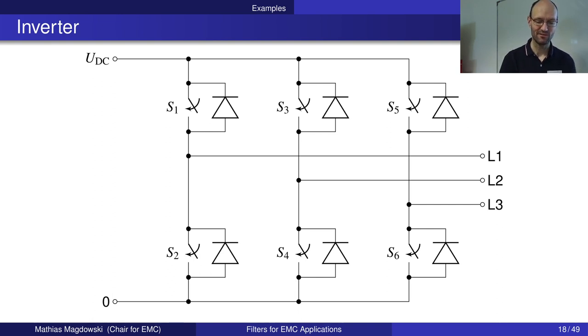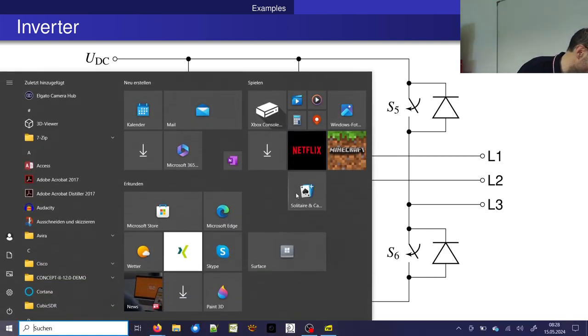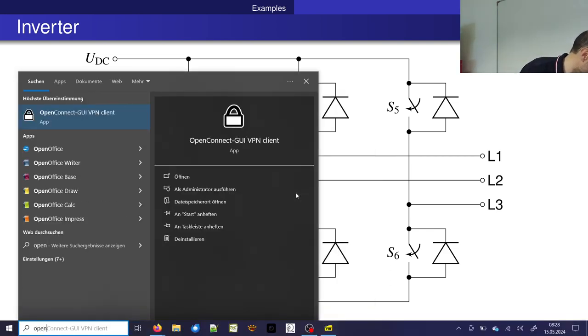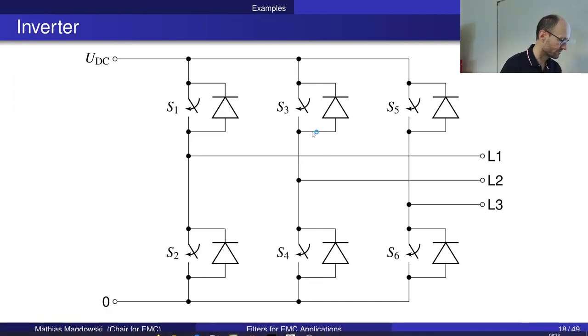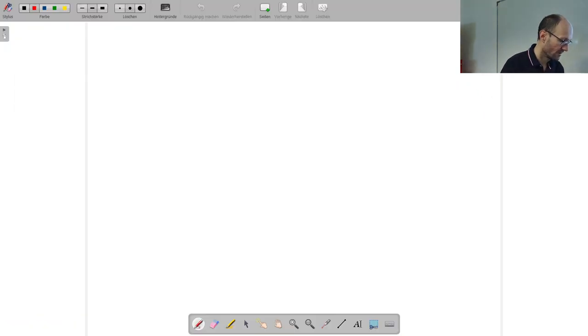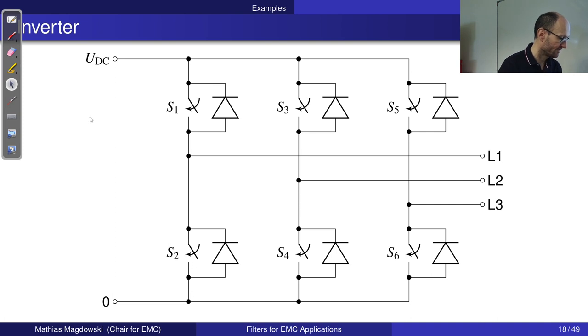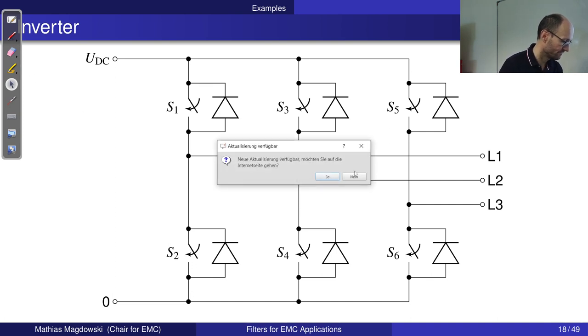Try to explain it, and I will then try to make a schematic and draw it. Before this, I need to find the corresponding program, which is, I think, called OpenBoard. And there it is. And I can show my screen and draw on top of it.